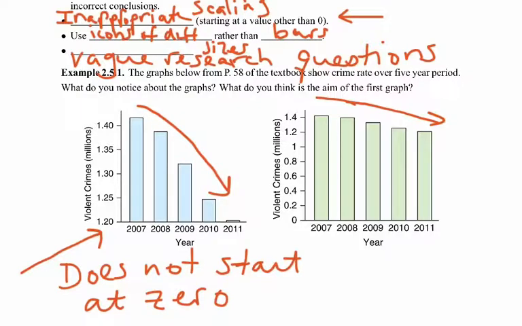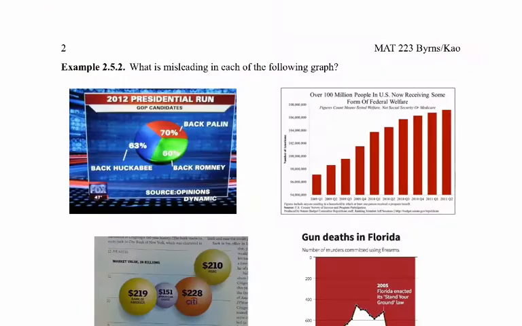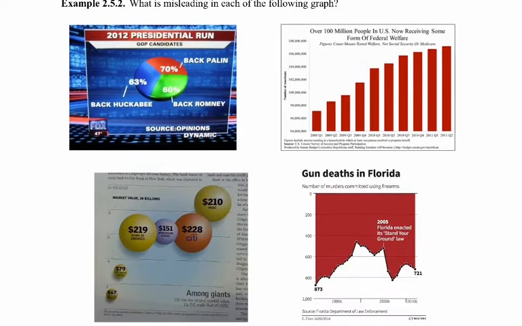So what is the aim of the first graph? To make it look more dramatic, to make it look like the drop in crime is more dramatic than it really is. All right, here's some other pictures. So take a look at these examples and see if there's anything you can say that's misleading about each graph.